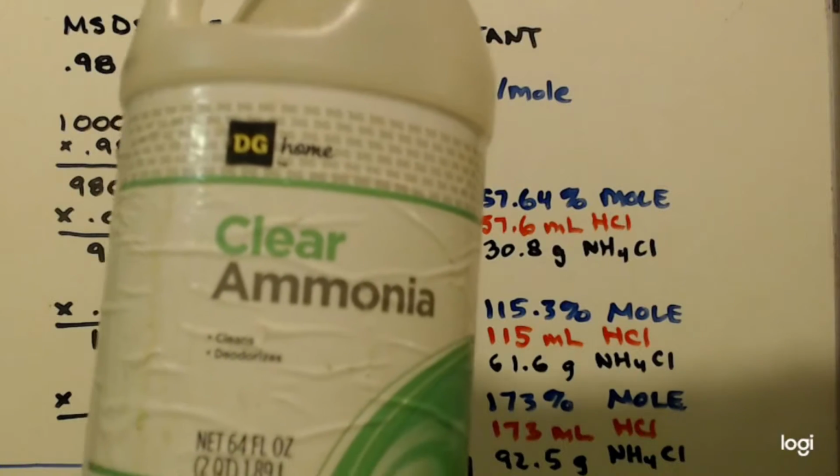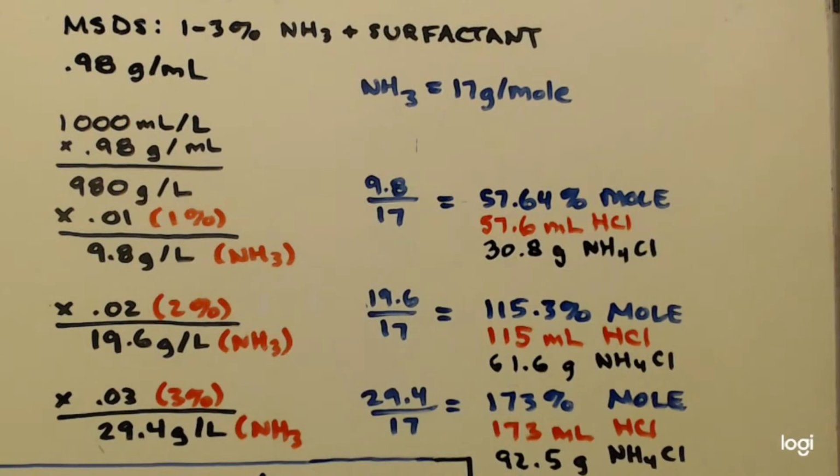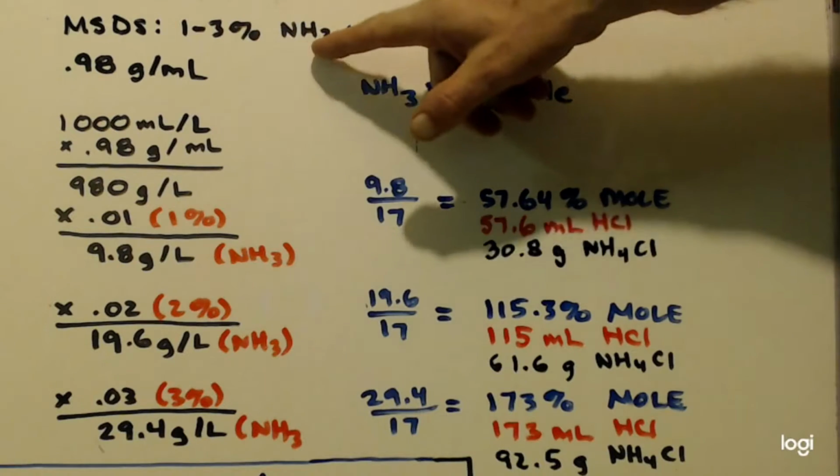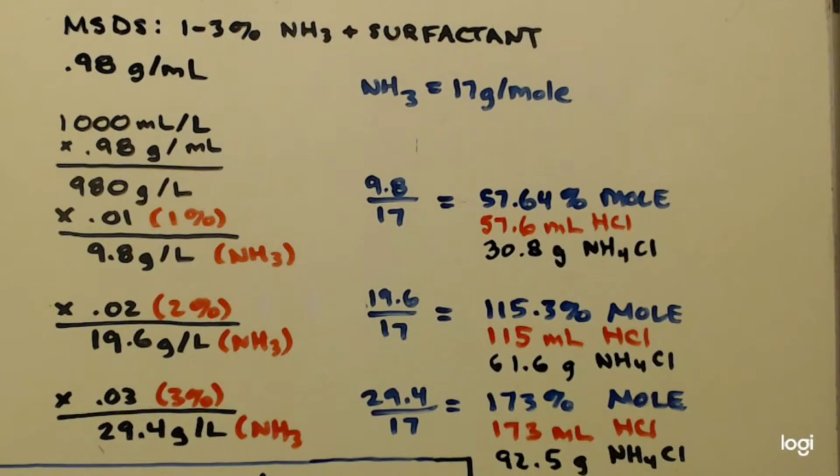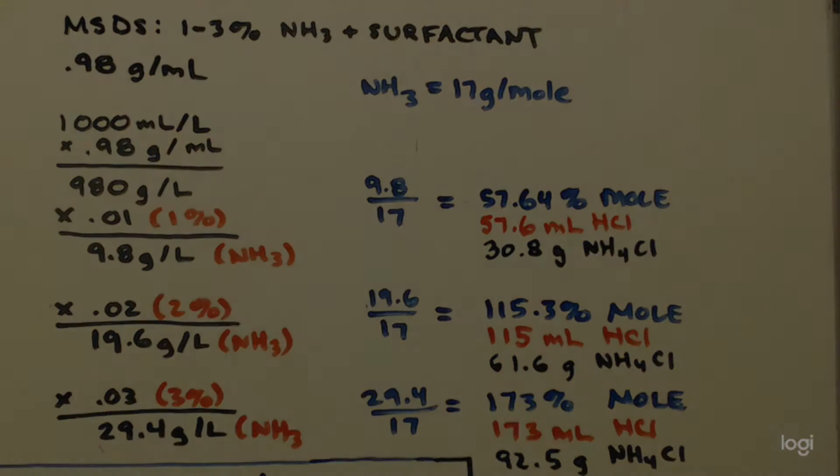I bought some of this clear ammonia, thinking since it said clear, that it was just ammonia in water. Although I looked up the MSDS, it's 1-3% ammonia plus surfactants. So there's soap in there, and when you shake it up, you can see there's a bunch of soap.